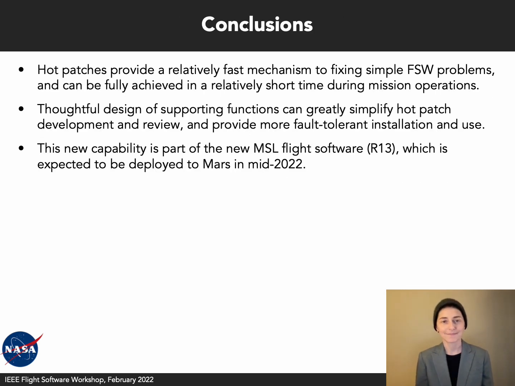In the end, hot patches provide a relatively fast mechanism for fixing simple flight software problems and can be fully achieved in a relatively short time during mission operations. Thoughtful design of supporting functions, such as load and patch, can greatly simplify hot patch development and review and provide more fault-tolerant installation and use. And this new capability is part of the new flight software for MSL called R13, and it's expected to be deployed to Mars mid-2022.